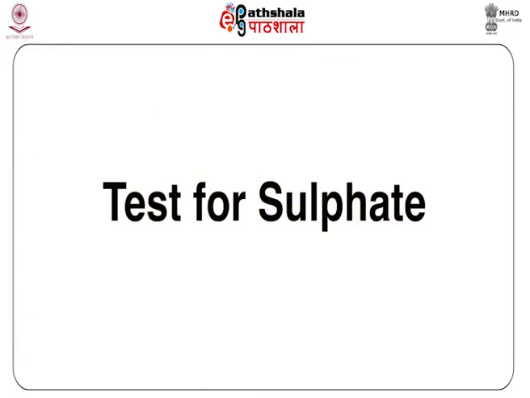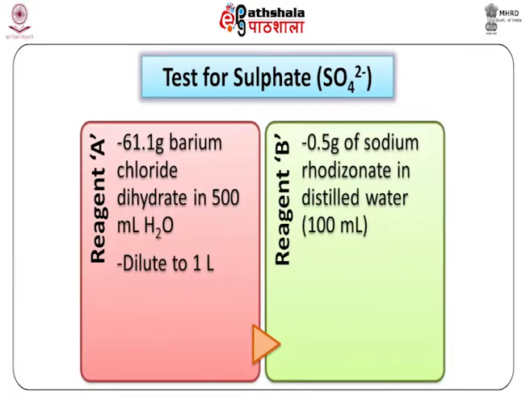Next is test for sulfate. Before performing the test for sulfate ion, we have to prepare the following two reagents. Reagent A. It is prepared by dissolving 61.1 grams of barium chloride dihydrate in 500 ml of distilled water and then diluting it to 1 liter. Reagent B. It is freshly prepared by dissolving 0.5 grams of sodium rhodizonate in distilled water.